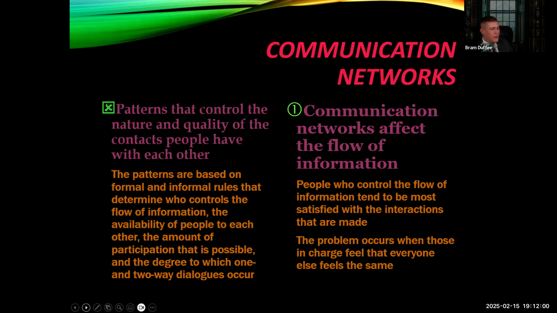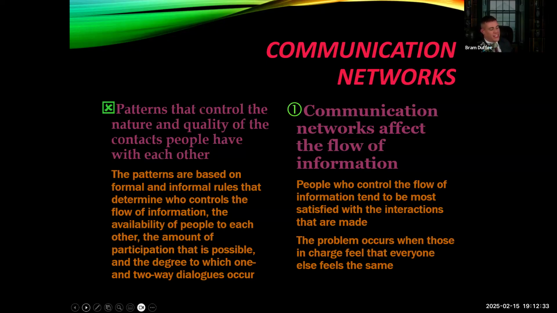So, for instance, in a work environment, formal rules might dictate that only managers report directly to the CEO. But then there are informal rules that determine how approachable the supervisor is to their team. And so these networks create a flow, or in some cases, a blockade of information between individuals or groups. And they also determine the extent to which one way or two-way communication can even take place.